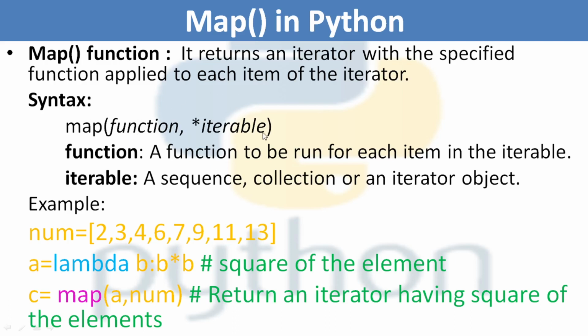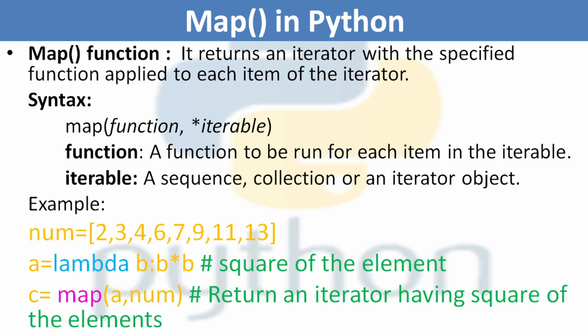That means you can pass n number of iterators. There is no restriction. You can pass 0 or more. So, a function to be run for each item in the iterable, and then an iterable, a sequence, a collection of iterable objects. So one can send as many iterators as one wants. The only restriction is this function should have that many arguments to be passed. So if you pass two iterators, then the function would have two arguments like that.